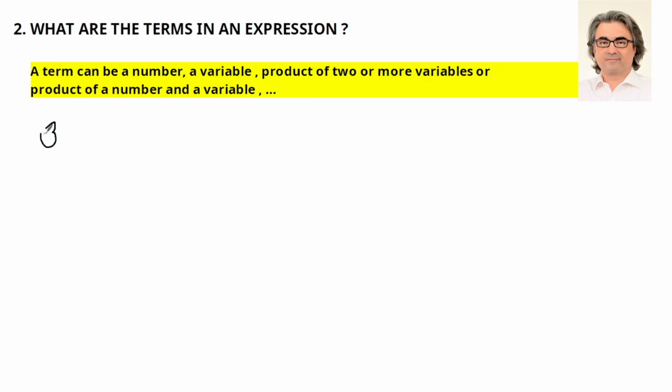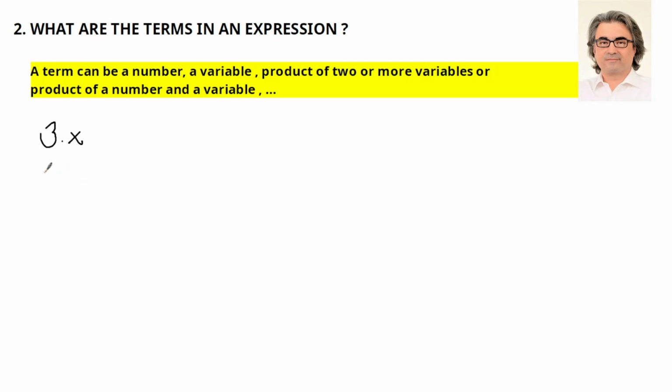For example, 3 times x. Now here I have an algebraic expression having only one term, 3x. It means 3 times x. Now here, as you see, 3x is an algebraic expression which is the product of a number and a variable. Now here 3 is the number and x is the variable.